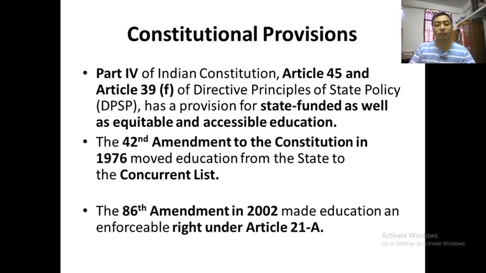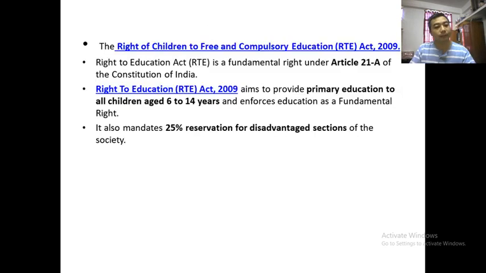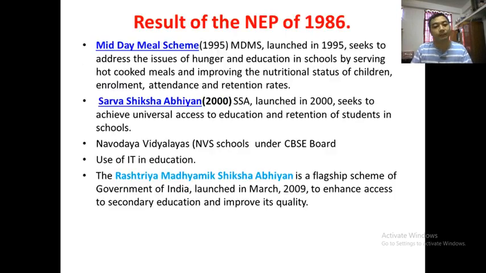Not only that, in 2002, the 86th Constitution Amendment made education a fundamental right, inserted in article number 21A, which led to the Right to Education of Free and Compulsory Education Act in 2009. The main aim was for children from 6 years to 14 years to be enforced in education as a fundamental right, and it also mandated 25% reservation for disadvantaged sections of the society.